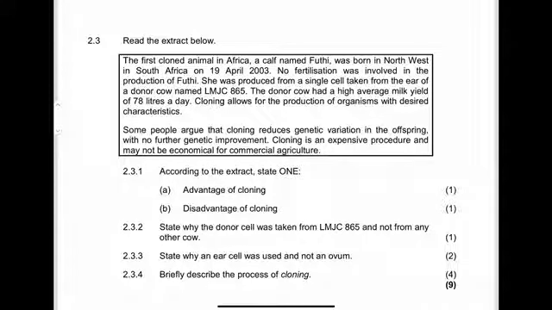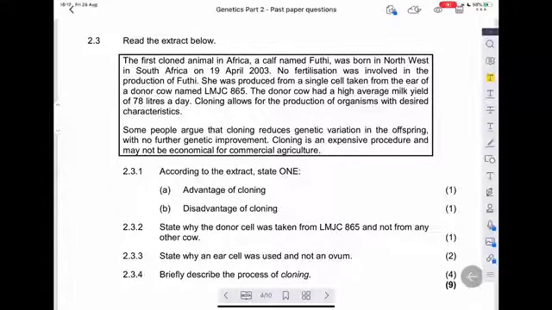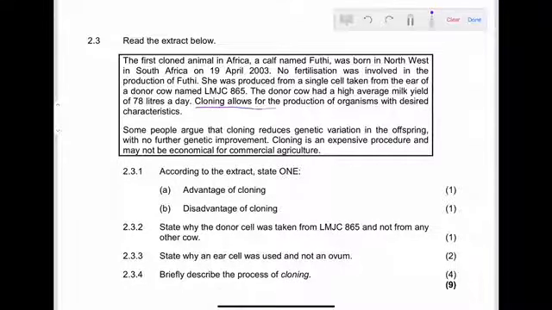So according to the extract notice, state one advantage and one disadvantage of cloning. So you could literally state that particular sentence: cloning allows for the production of organisms with desired characteristics, as your advantage. And as your disadvantage, you can state that sentence: cloning reduces genetic variation in the offspring. You could also have said, for your disadvantage, that it is an expensive process. It may not be economical for commercial agriculture.